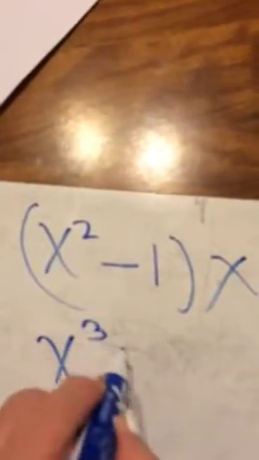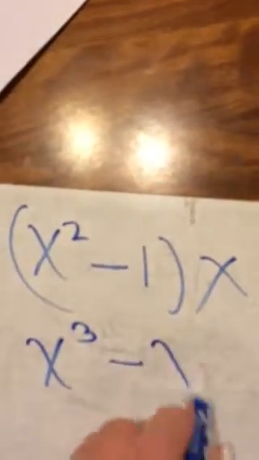X times x squared. Let me do it on the board here. Hold on. That light is like glaring. I'll stand up here. Okay, so we've got x squared minus 1 times x. So now you take that times that, gives you x cubed, minus that times that gives you x.